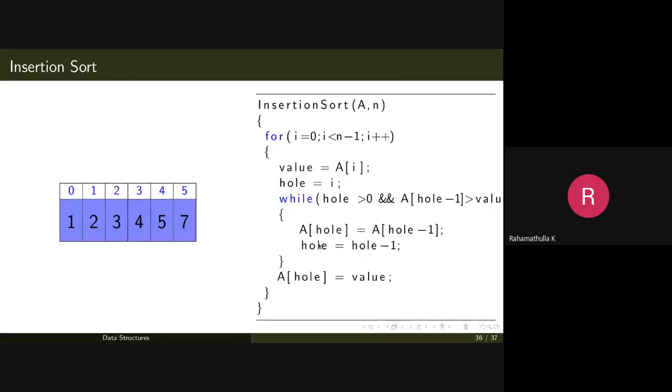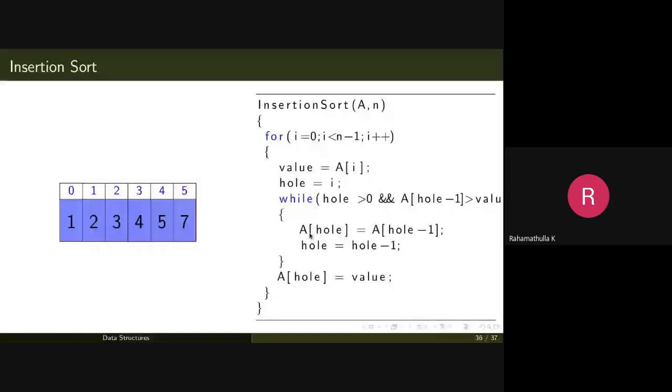This statement a of hole equal to a of hole minus 1 and hole is equal to hole minus 1 executes maximum in the worst case. For example, here the hole was created and all the elements need to be shifted, so for example, this was the minimum value to be inserted, then all the elements need to be shifted. So in that case, this also will execute n minus 1 number of times.